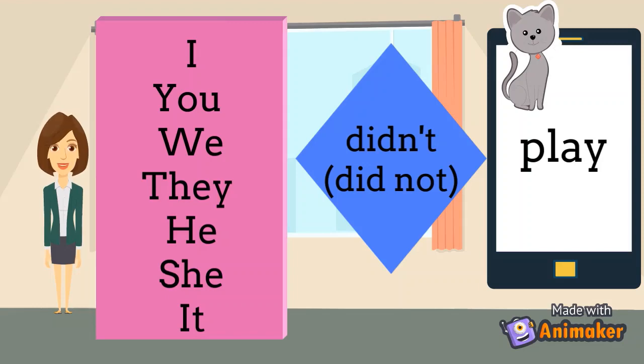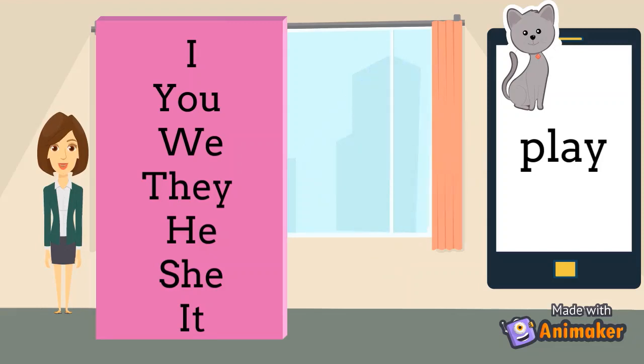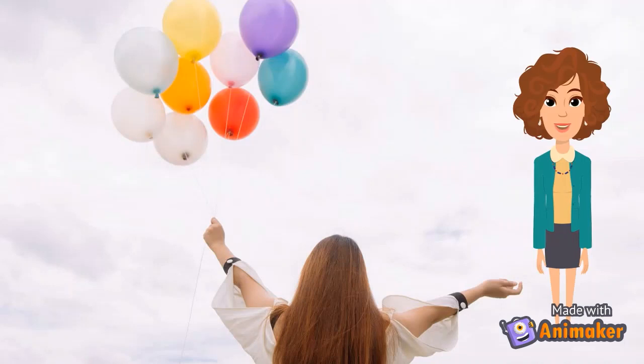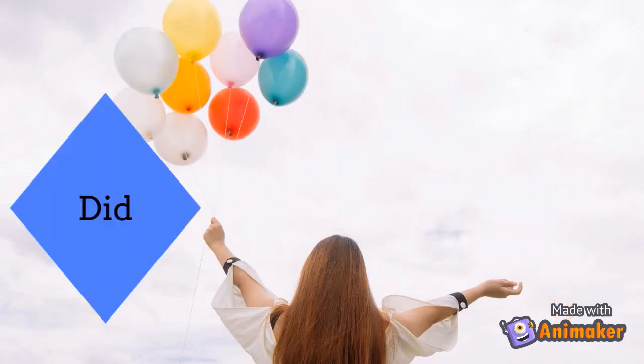Okay, say after me. I didn't play. You didn't work. We didn't sleep. Easy, right? You can use it in your daily conversation. Next, what happens when we ask questions? You have to use the same helping verb again. This time, the order changes though. Okay? So we put did first.